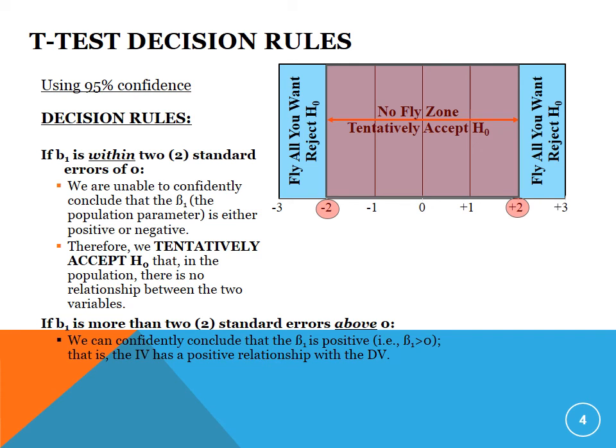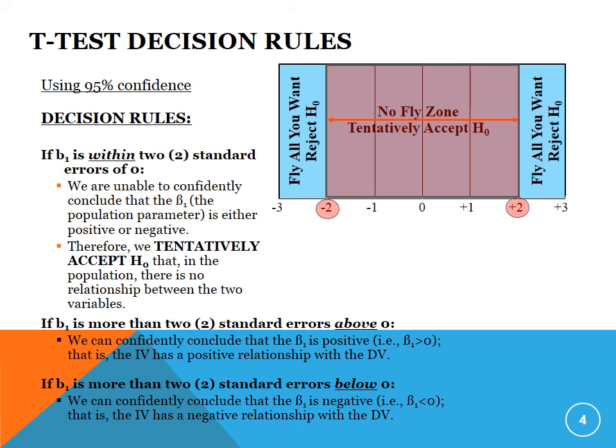Okay, and then finally, if B1 is more than 2 standard errors below 0, meaning that it's in the negative range, right? Then we can confidently conclude that that relationship between the dependent and independent variable is a negative one. So as one thing goes up, the other goes down, right?